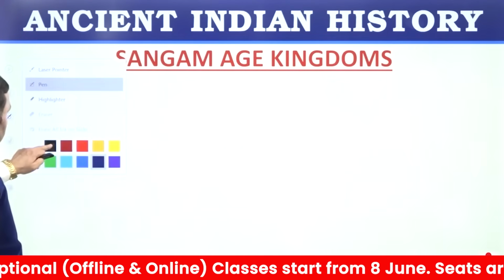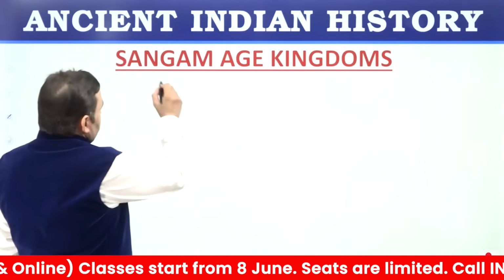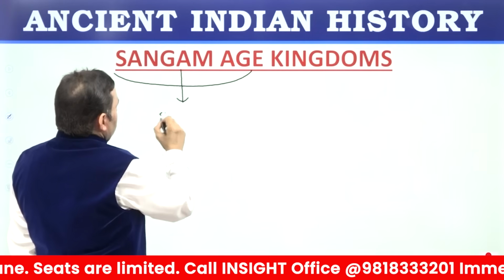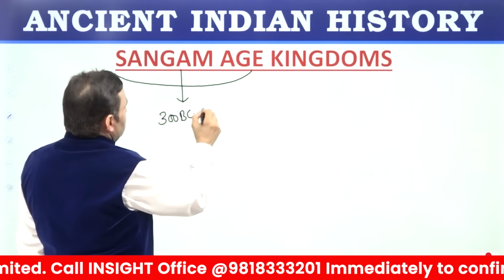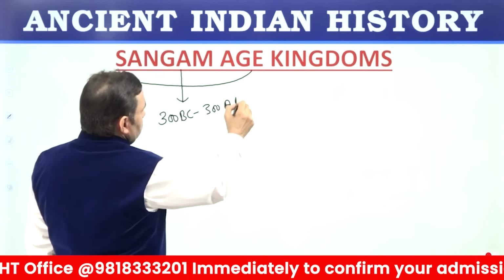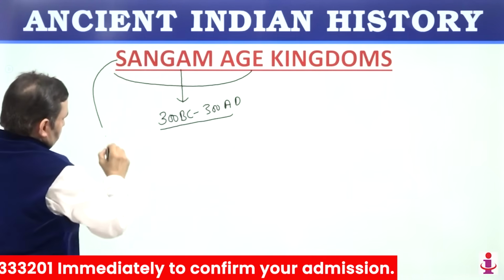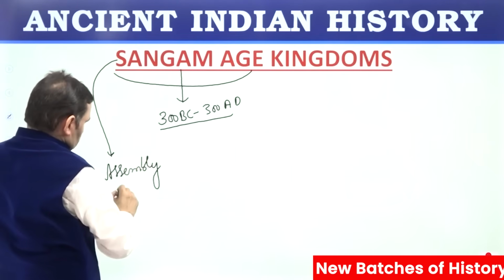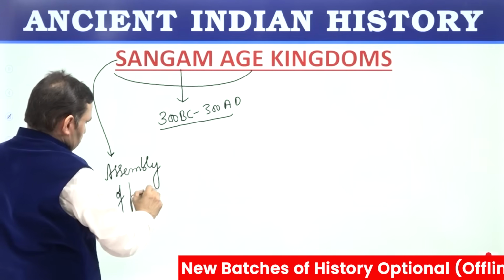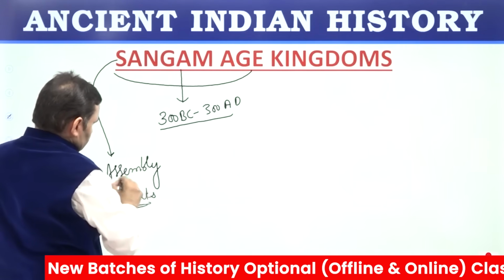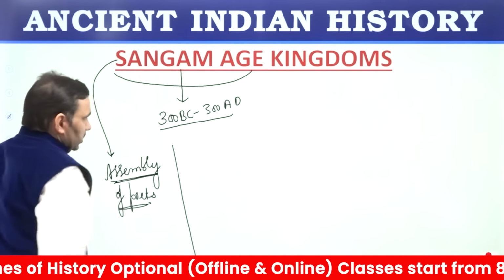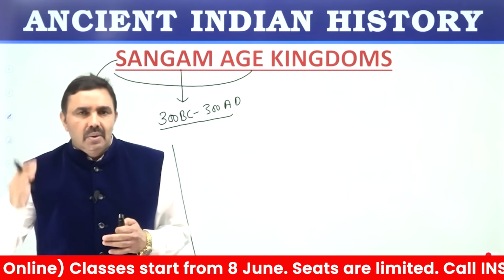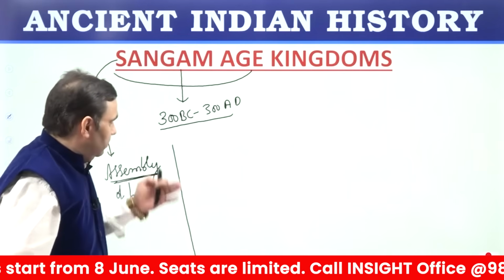Moving to the last part of today's class, Sangam age kingdoms. Sangam age was discussed in one of the previous classes. Somewhere between 300 BC to 300 AD was the period. We do not know precisely. Sangam here refers to assembly of poets. 3 such assemblies took place. Assemblies were the meetings for composition of Tamil literature, and that is why we say Sangam age, because this age is known or is characterized by this Tamil literature composed here.